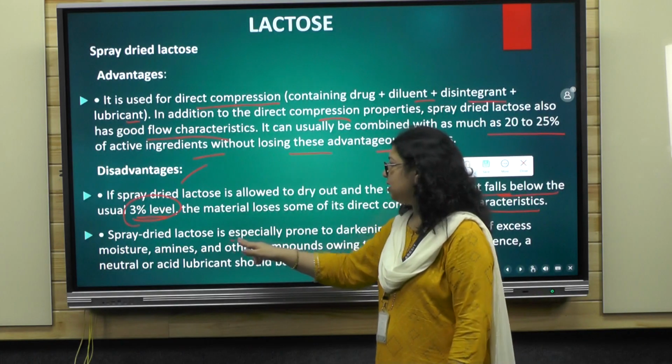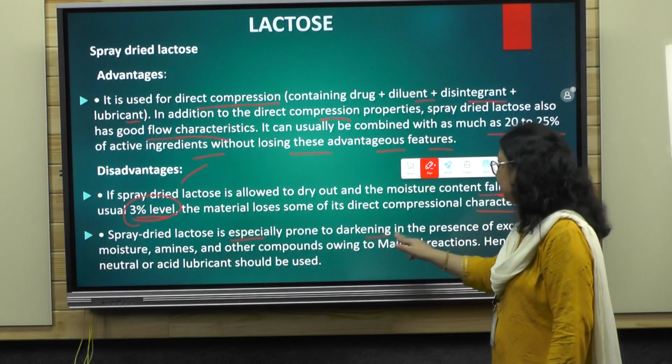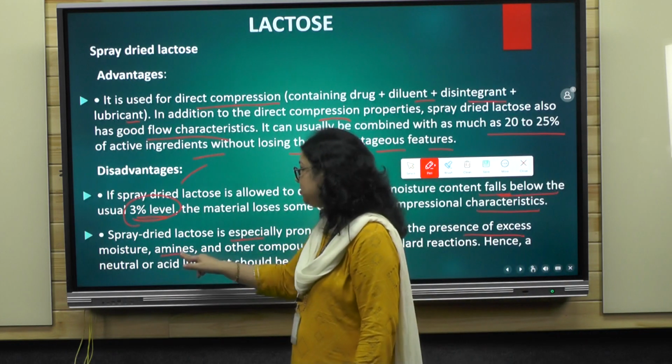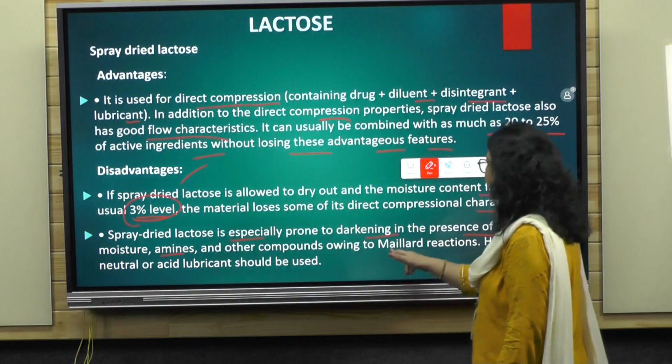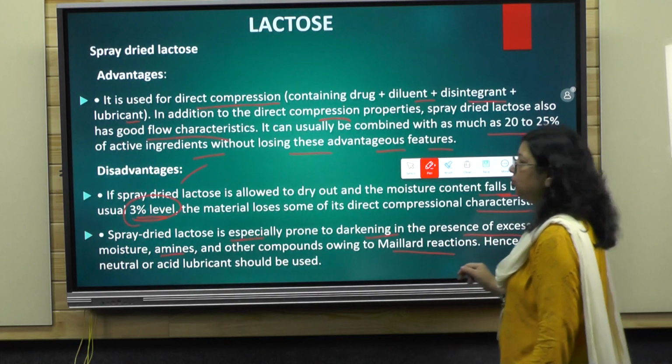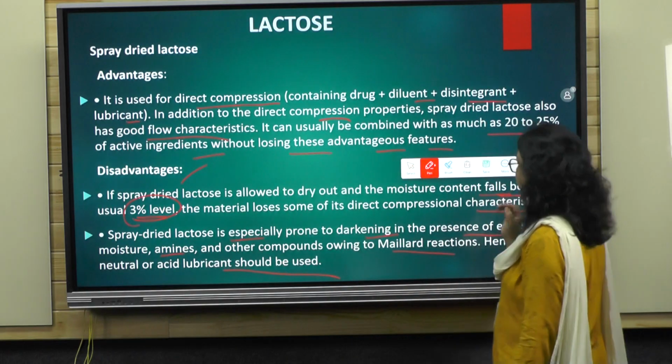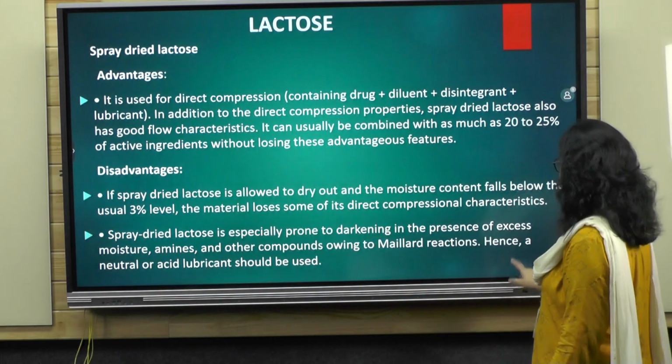Spray dried lactose is especially prone to darkening in the presence of excess moisture, amines and other compounds owing to the Maillard reaction. Hence a neutral or acid lubricant should be used. Right? Next slide.